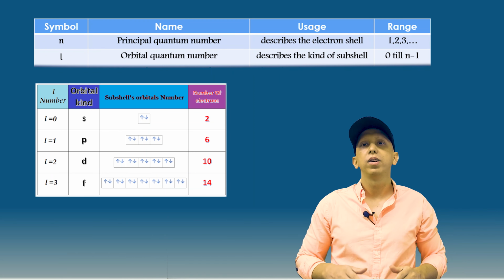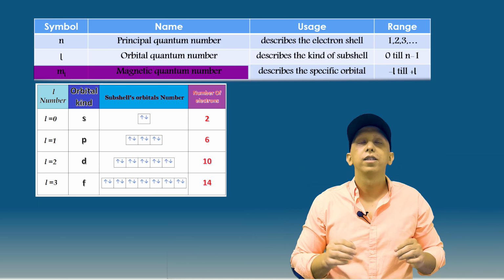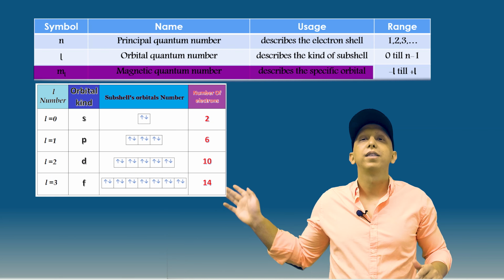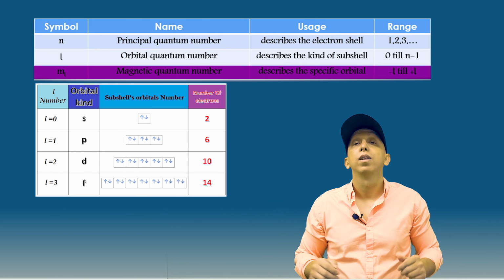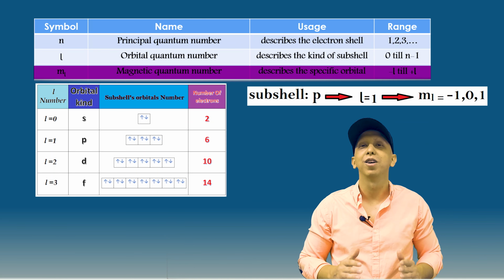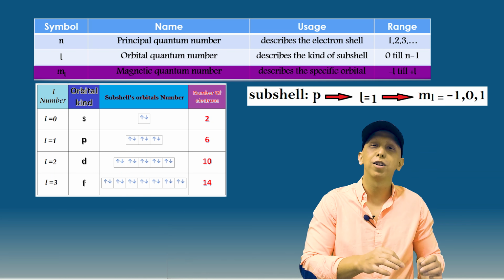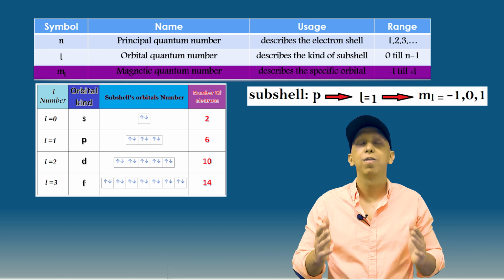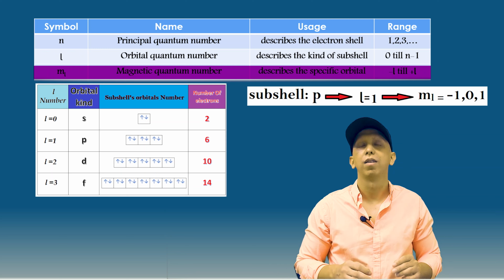The next quantum number is m sub L, the magnetic quantum number. It distinguishes the orbitals available within a subshell, and its range is from -L to L. For example, when our subshell is p, the L number is 1, and m sub L is from -1 to 1, so it becomes -1, 0, 1. With this example, we can understand m sub L for all subshells.